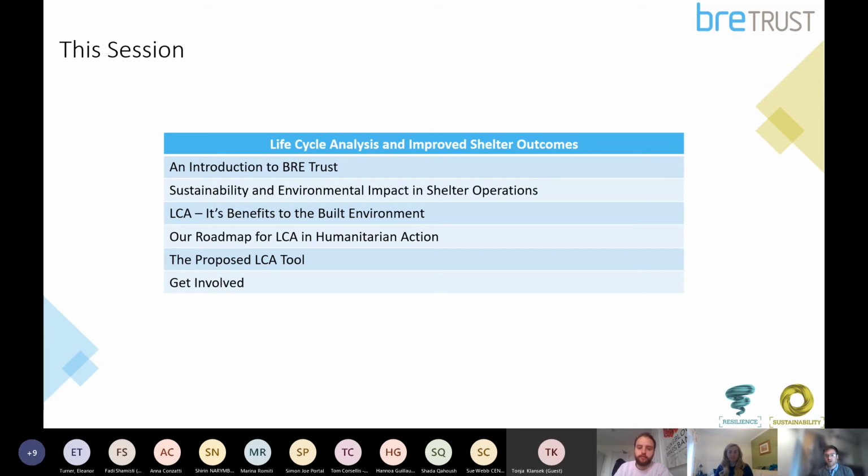Then Stephen's going to talk a bit about LCA itself and some of the benefits in the built environment, and start to lay out a bit of our thinking into a roadmap for the development of life cycle analysis in humanitarian action. Then we're going to hand over to Aoife, who's going to talk about the proposed tool itself, and we'll end with a bit of information about how you can get involved if you're interested.